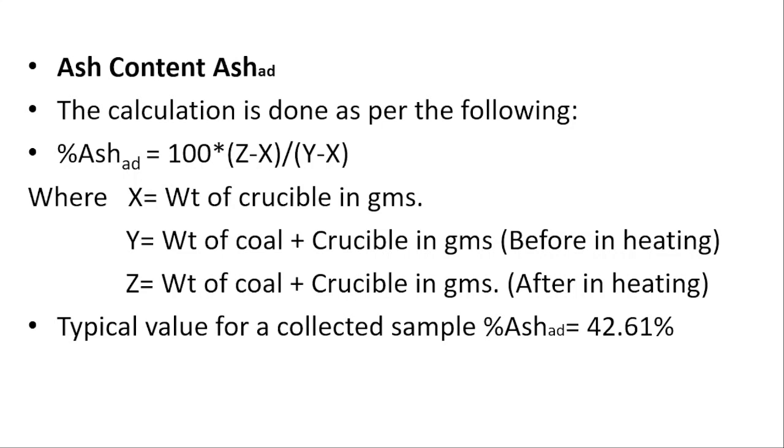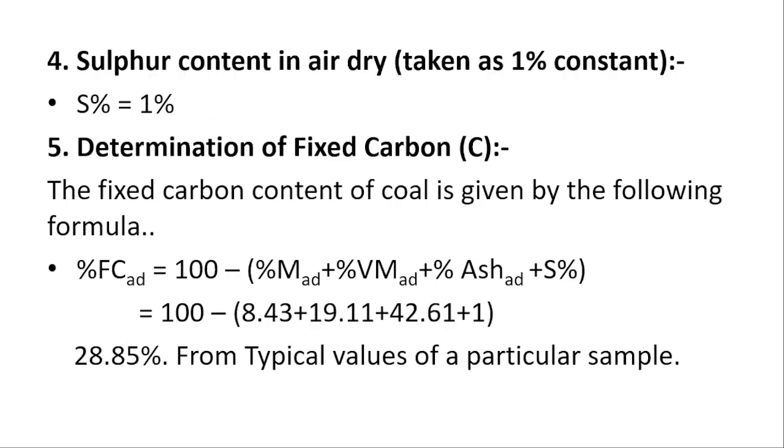Typical value for a collected sample: percentage of ash, air dry basis, was found to be 42.61%. Next is the sulfur content in air dry basis. Usually sulfur percentage is taken as 1%, or it is found out from certain other laboratories where it can be measured. So sulfur content in air dry basis is taken as 1% constant.